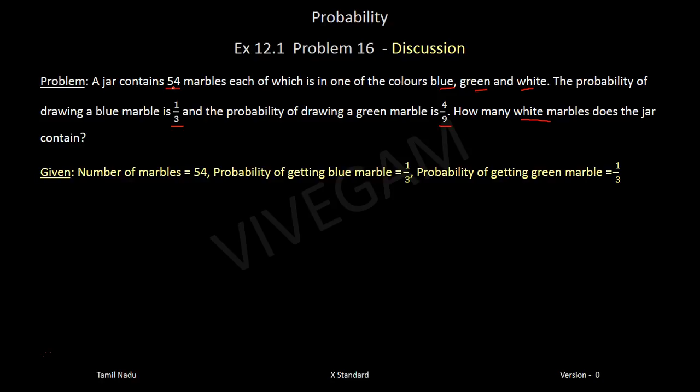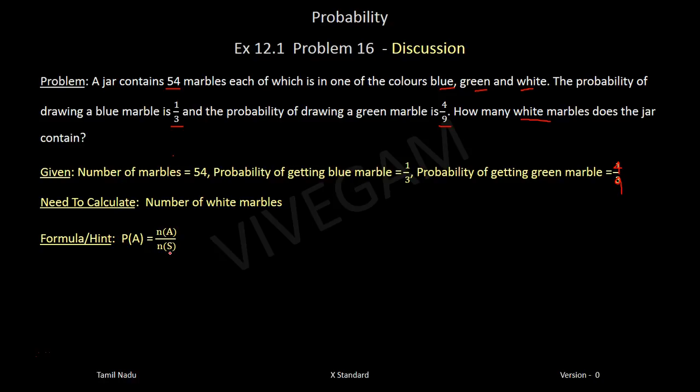There is one more method which I have done in the solution. You can see that. So the given number of marbles is 54, the probability of getting a blue marble is 1 by 3, and the probability of getting a green marble is 4 by 9. Next, what are we asked to calculate? We are asked to find the number of white marbles. What's the formula? Probability of A equals N of A divided by N of S. So probability of green balls will be number of green balls divided by total number of balls. So this is how this problem will be solved.